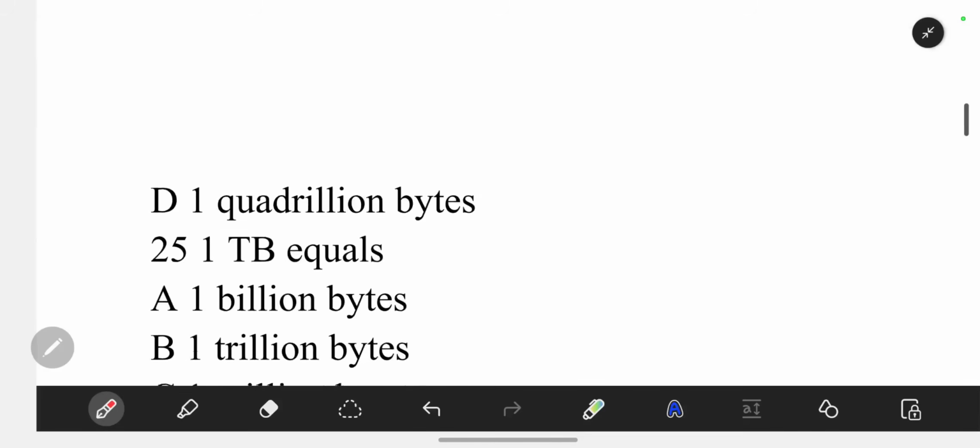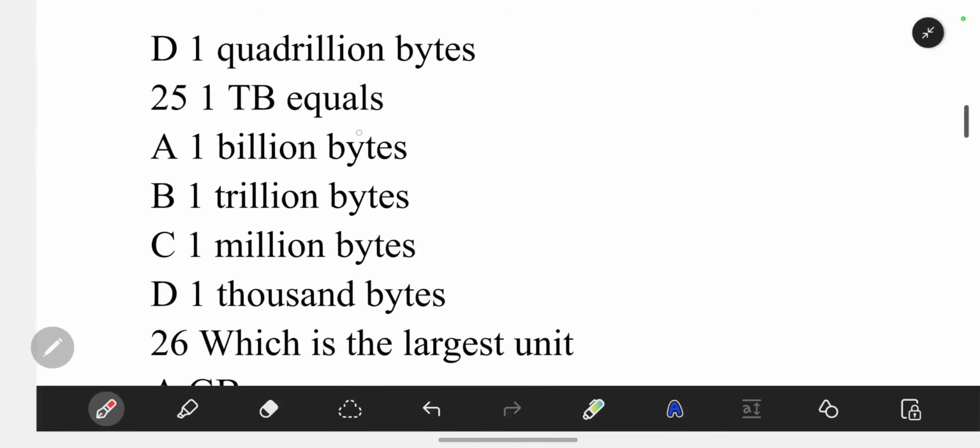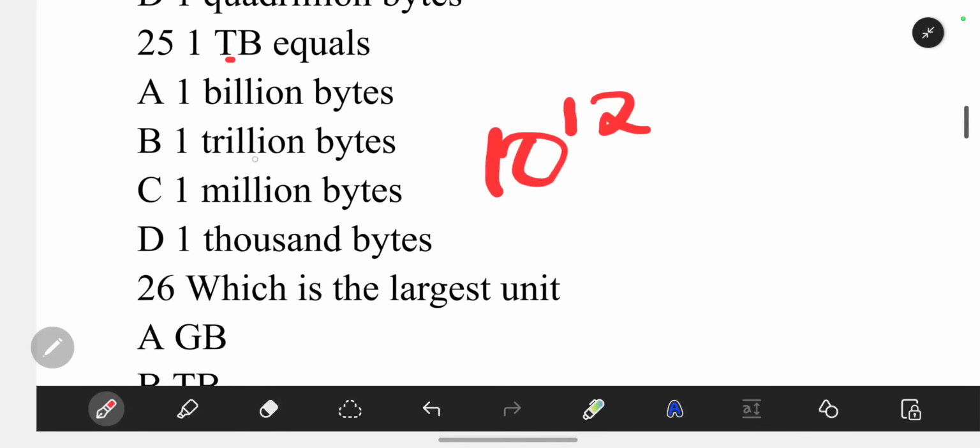Then when we look at 1 TB, remember, a TB is terabytes. That's the meaning, terabyte. Tera is 10 to the power 12, which is a trillion. So it is 1 trillion bytes for number 25.